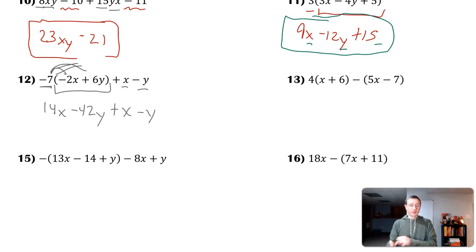Now we have like terms because I performed the distributive property and I still have that plus x minus y. So now I do have some like terms that need to be combined. 14 plus 1 is 15x because this is a 1x. And then we do have the like term of negative 42y minus 1y. So negative 42 minus 1 is negative 43y.